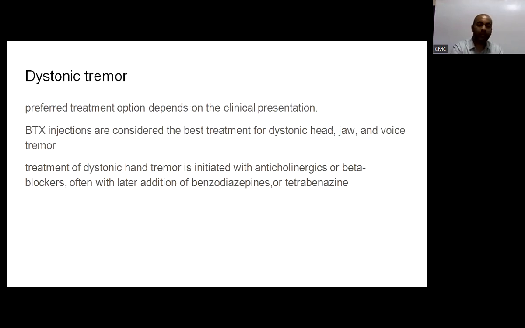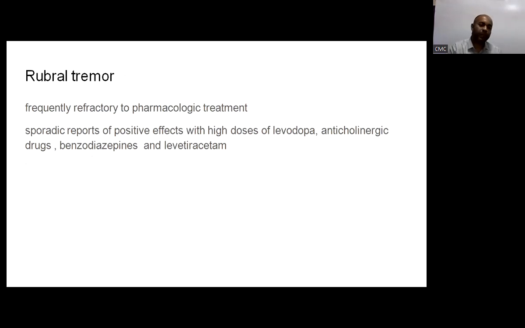Dystonic tremor: botulinum toxin can be used for dystonic head, jaw, and voice tremors. Medical management can also be tried. Rubral tremor is usually refractory to pharmacological treatment. We can try a high dose of levodopa, anticholinergic, benzodiazepine, levetiracetam.